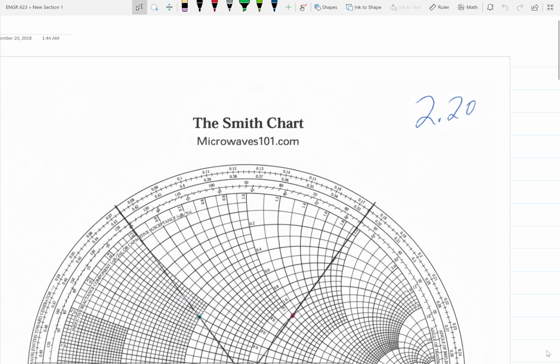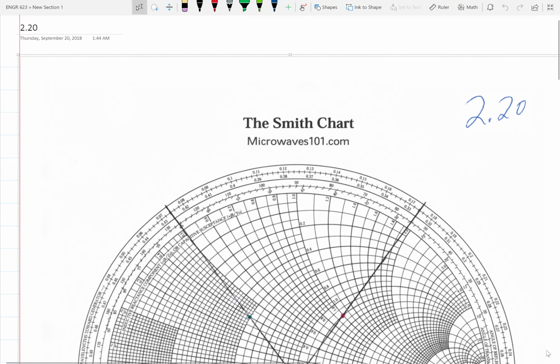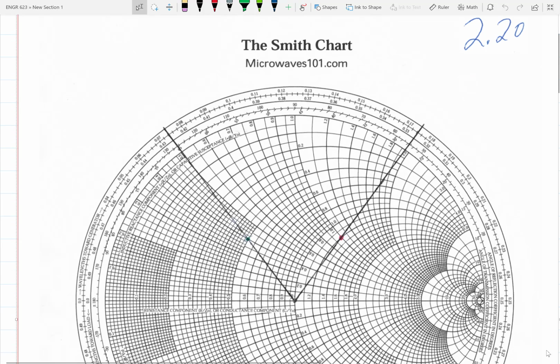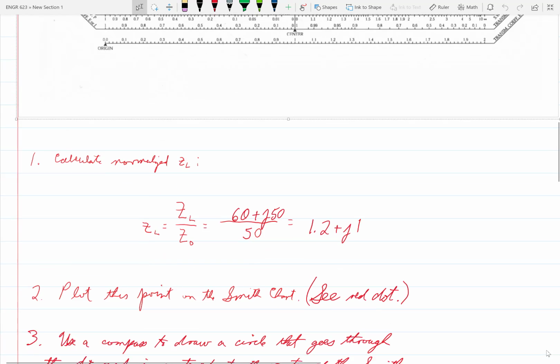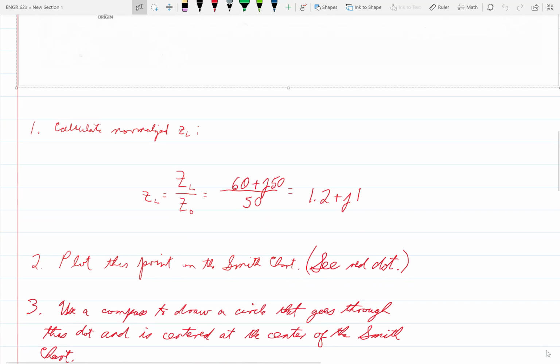Welcome to the video for problem 2.20 of Engineering 623. This problem, as you can already see, is a Smith chart problem, and so the main features of the Smith chart are shown here, and the discussion of the problem is shown below.